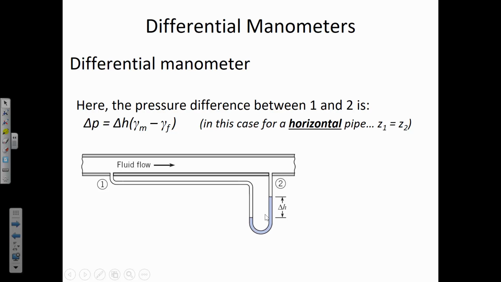By the way, why is the pressure higher at 1 than it is at 2? No, it's the same elevation. Z1 equals Z2. So at the pipe itself, not in the manometer, why is it that the pressure here is higher than there? When a fluid flows through a pipe, why is pressure decreasing? Friction as it flows. Friction.